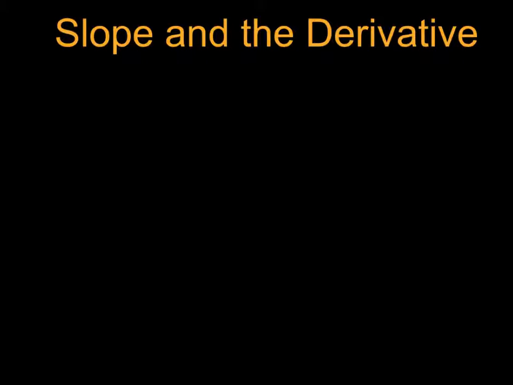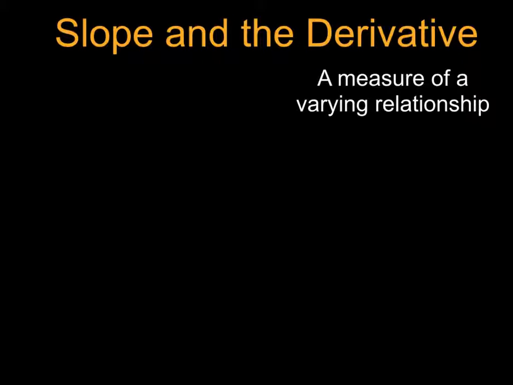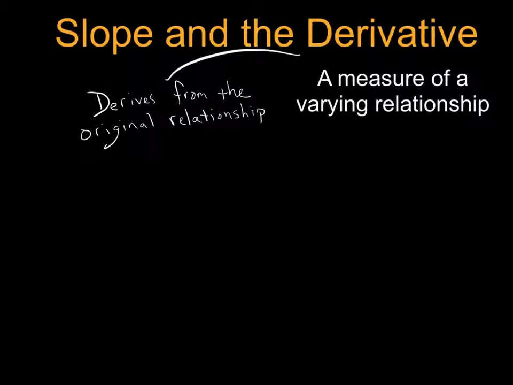In this short video, we just wanted to share a few ideas about the derivative, which is an important idea from calculus, and slope, which is a very important idea from algebra and secondary school mathematics. So informally speaking, the derivative is a measure of the varying relationship between two quantities. So we might have an original function which captures the direct relationship between two quantities, and then the derivative gives us a way to think about and to measure that original function.